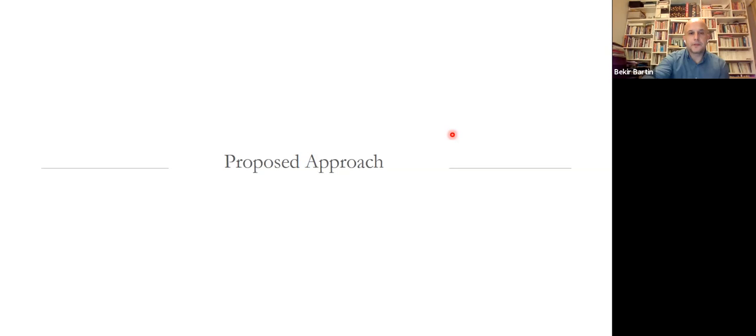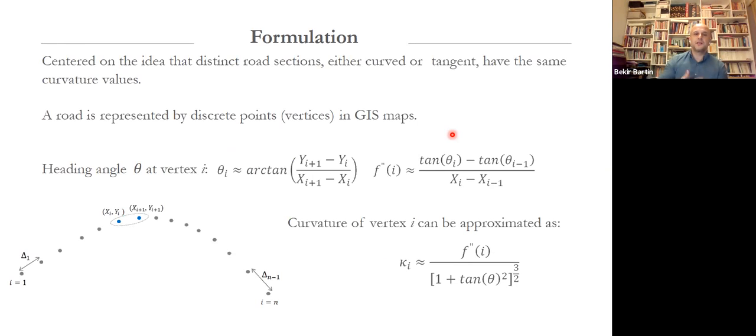So let's talk about the proposed approach. I would like to first give you the formulation. The idea is simple. It is centered on the idea that distinct roadway sections, either curved or tangent, have the same curvature values. As I said before, a roadway is represented by discrete vertices in GIS maps. If you look at this hypothetical roadway, the way you see it on the GIS map is just a polyline, but you can extract the vertices that were used to create those polylines.